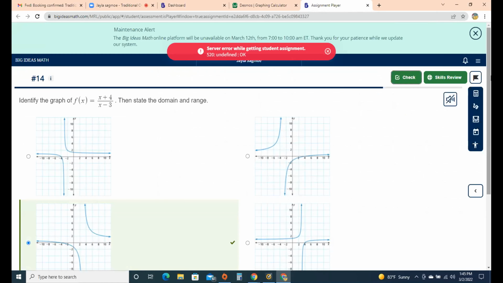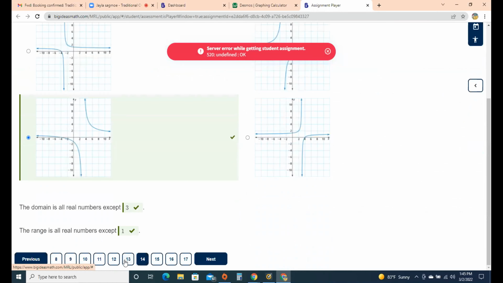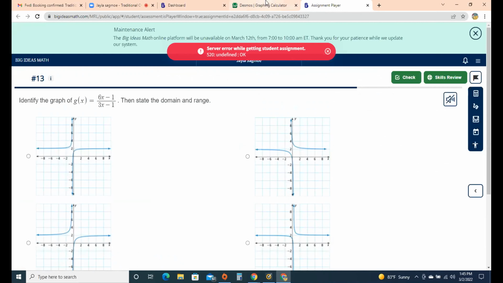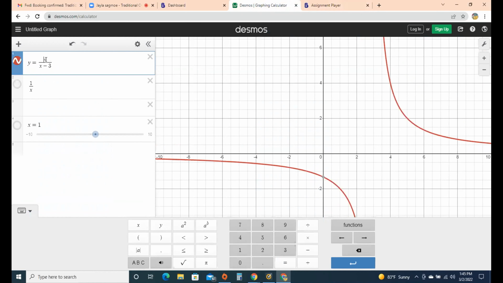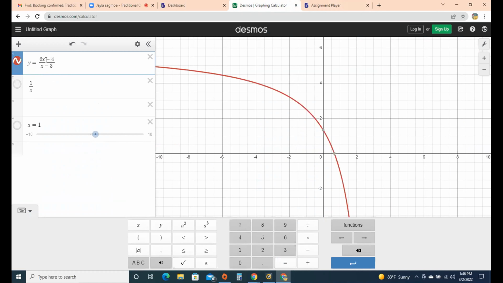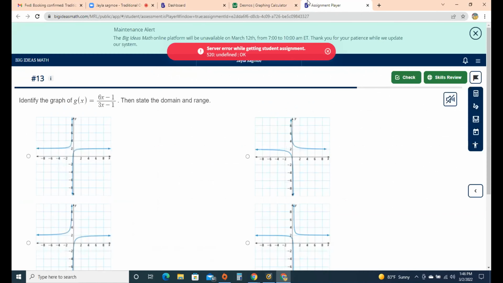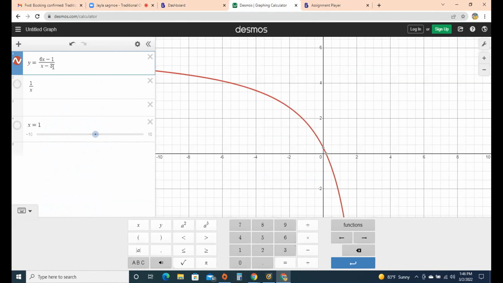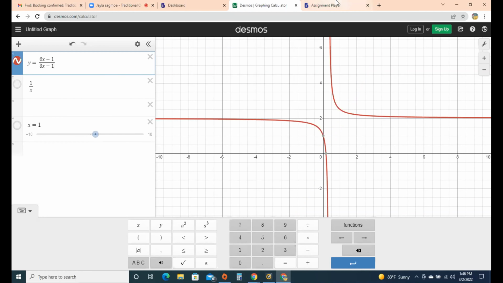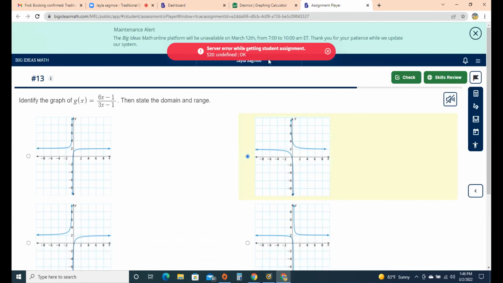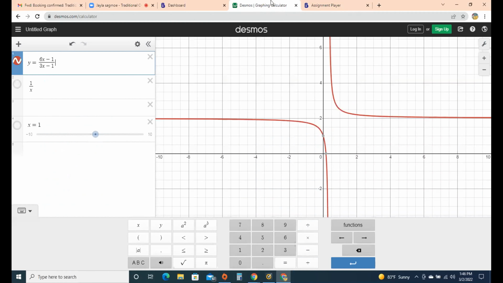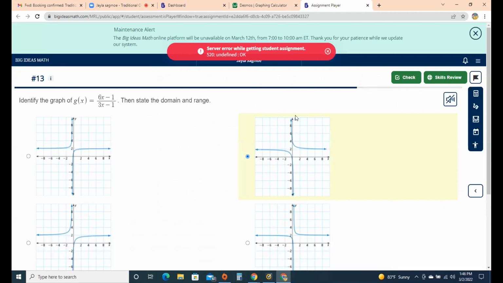Looks good. There's 3x. Yes. Do you see how the curve is just to the right of the y-axis? There it is. There you got that. Okay.